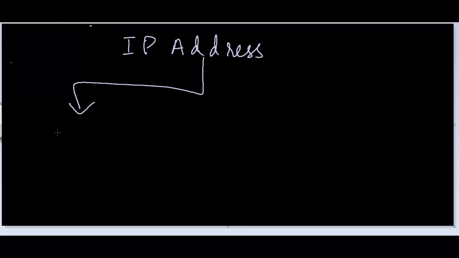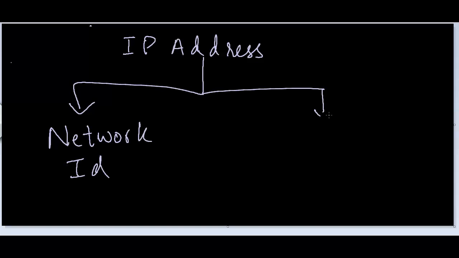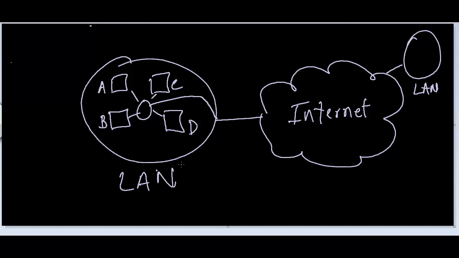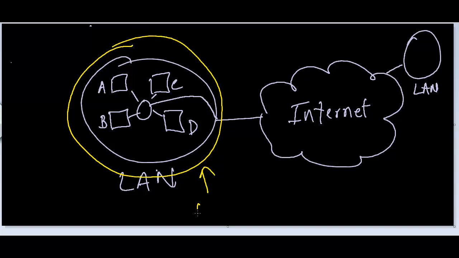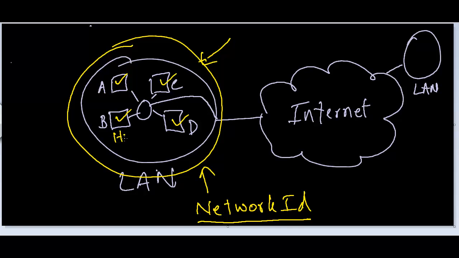At that time, they broke an IP address logically into 2 parts. They said an IP address will have 2 parts. One would be the network ID and the other part would be the host ID. So a whole network like this LAN, this local area network, would have the same network ID. So this network would be identified by this network ID, right? And the computers within, like this computer A, B, C, D, will have their host IDs.